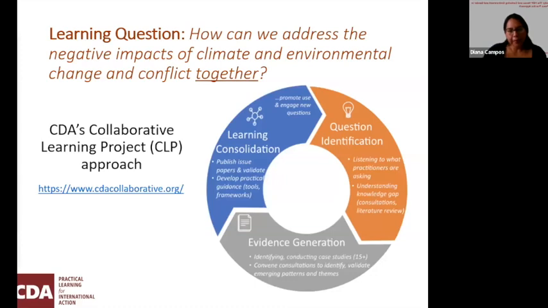CDA has answered wicked problems for 30 years. CDA tries to figure out what humanitarian, development, peacebuilding, and even grassroots organizations are concerned with. CDA brings together people worldwide to listen to all voices through a participatory process using a human-centered design approach. Using this methodology, CDA has come out with the collaborative learning methodology. Do No Harm and conflict sensitivity frameworks were the first outcomes of the first collaborative learning project, or CLP, 30 years ago.